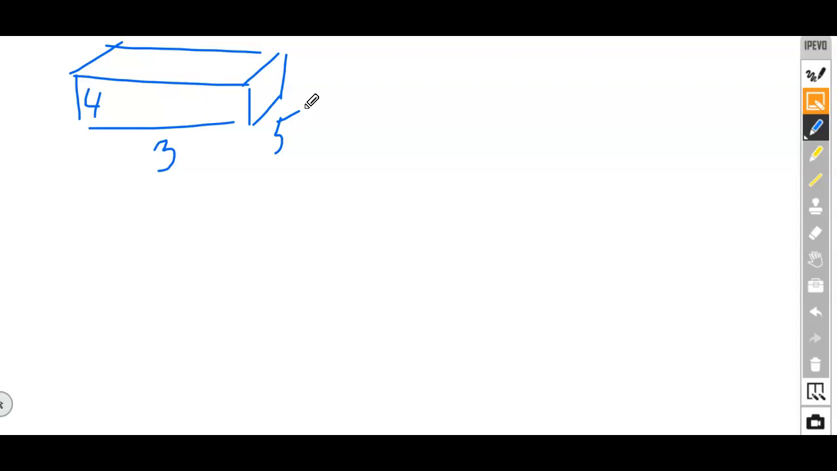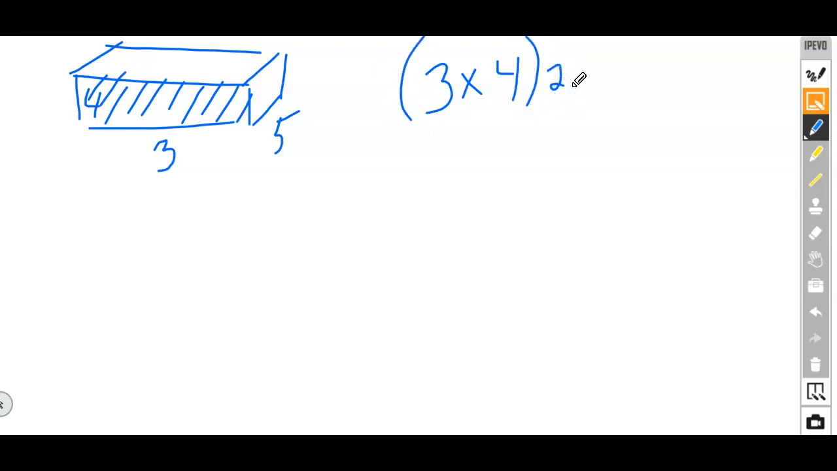David? Okay, what is that? 3 times 4. Those are the dimensions of the front. And what do we know about rectangular prisms? The front will be the same as the back, so we can take that times 2. So that's 24, yep. All right, what else we got to do?